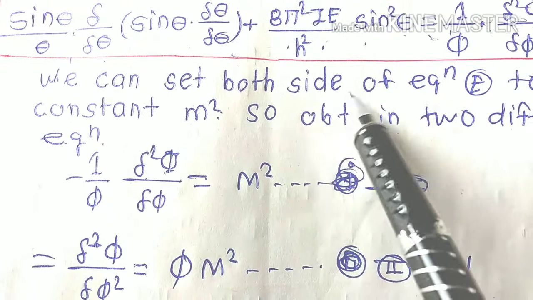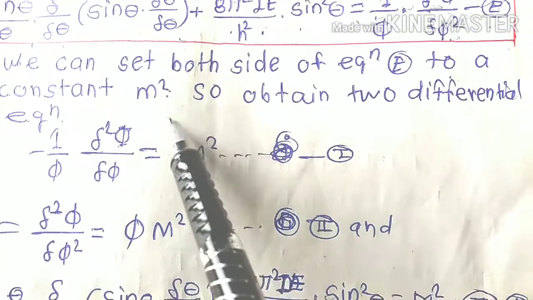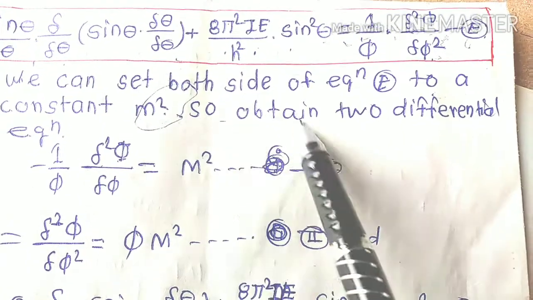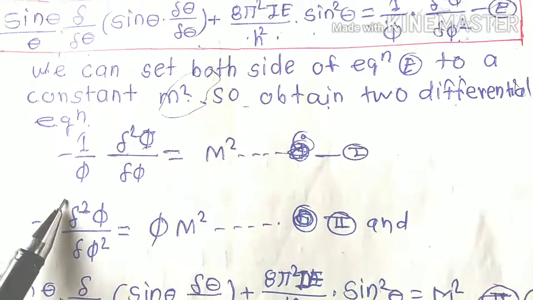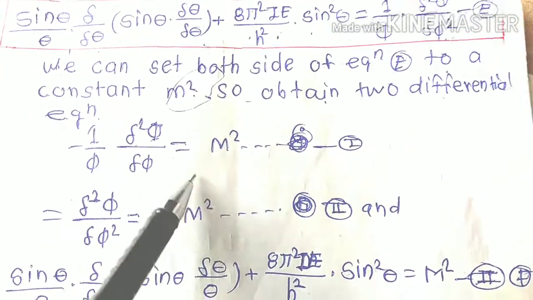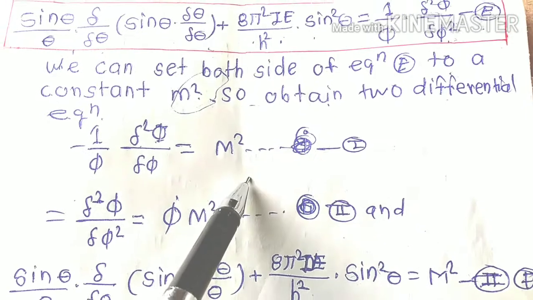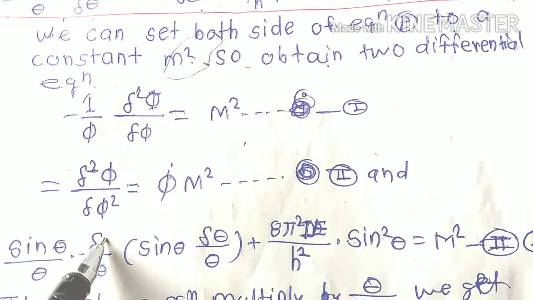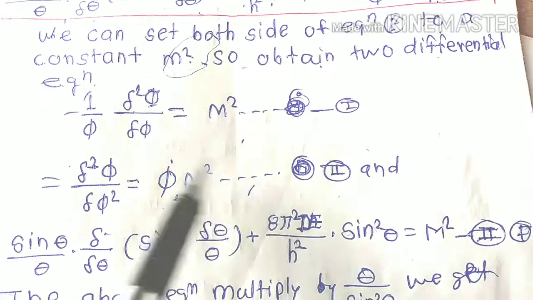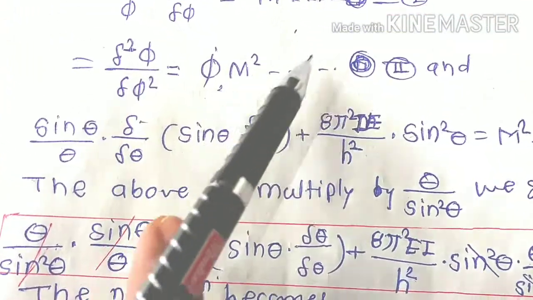So we can set both sides of equation E to a constant, that is m². So we obtain two differential equations. The first is −(1/Φ) ∂²Φ/∂φ² = m², and the second is ∂²Φ/∂φ² = −m²Φ. These are the two differential equations we have obtained.